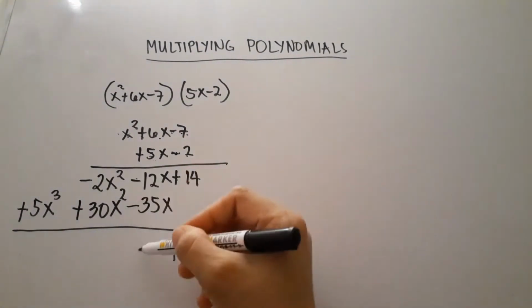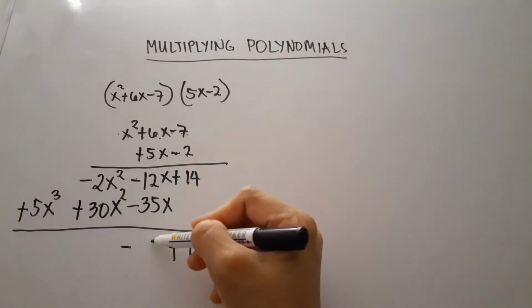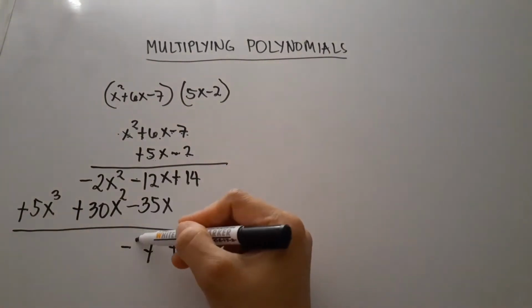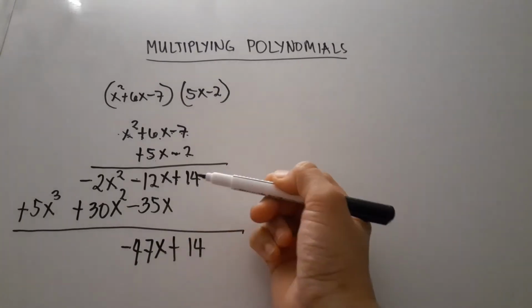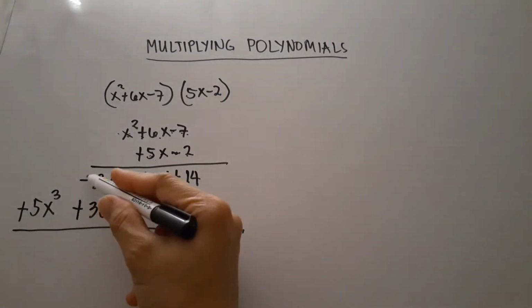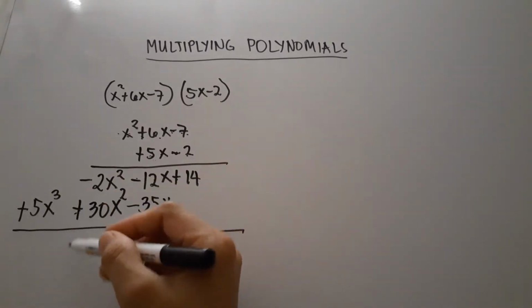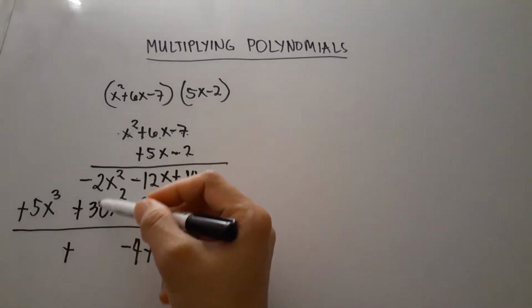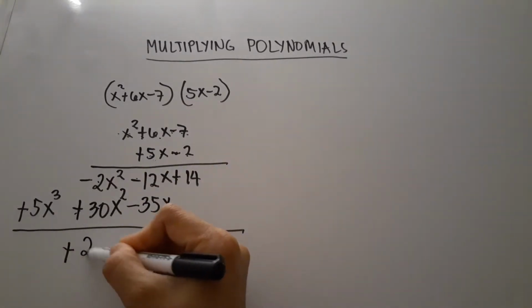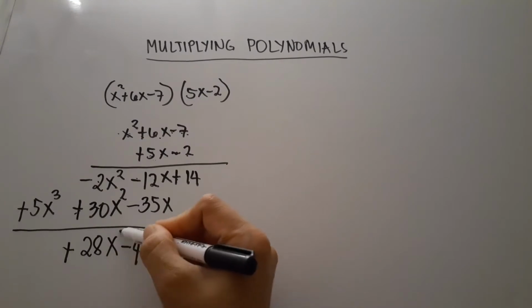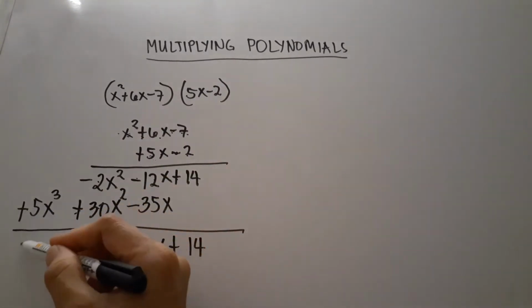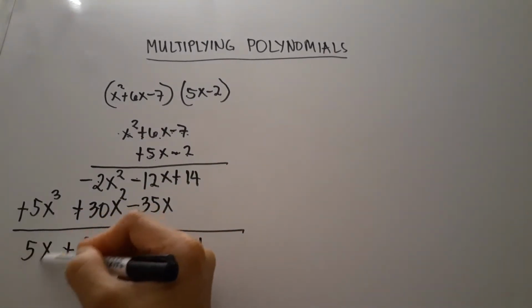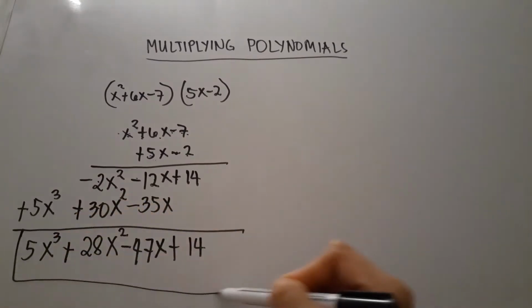Then since this is negative, we add negative 12 plus 35 becomes 47x. And this is unlike sign, so we copy the sign of the larger value, which is 30, so positive 28x squared, because 30 minus 2 becomes 28. Then copy the 5x cubed, and this is the answer.